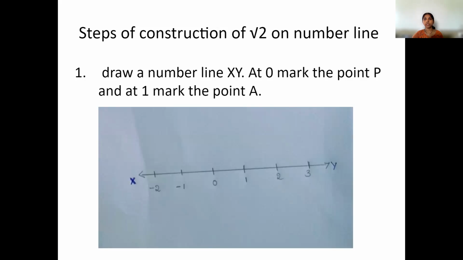Between each value when you're drawing the number line, since I have to show you how to do the construction, I have taken 1 centimeter equal to 2 units. So my scaling will be 1 centimeter equal to 2 units. Here I have taken the scaling. 0 is marked as the point P and 1 is marked at the point A. So this is the first step.